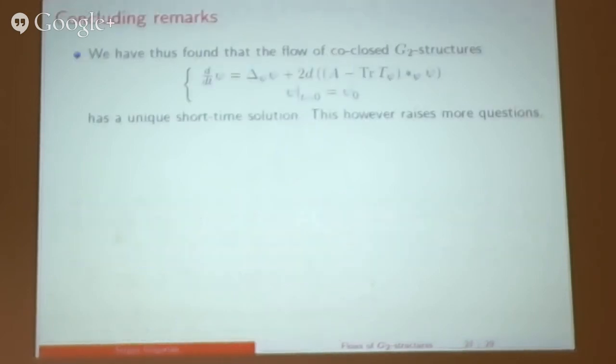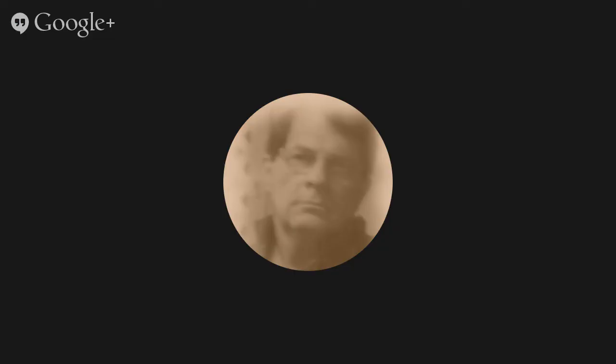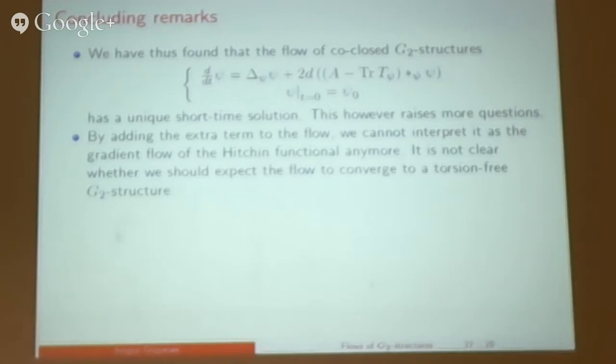Okay, so basically we're considering this flow, but we also lost a few things by adding this extra term. Now we cannot interpret it as the gradient flow of the Hitchin functional. So it is now not clear whether we should really expect it to converge to a torsion-free G2 structure. And in fact, as we have shown from the soliton solutions, it doesn't have to, really.